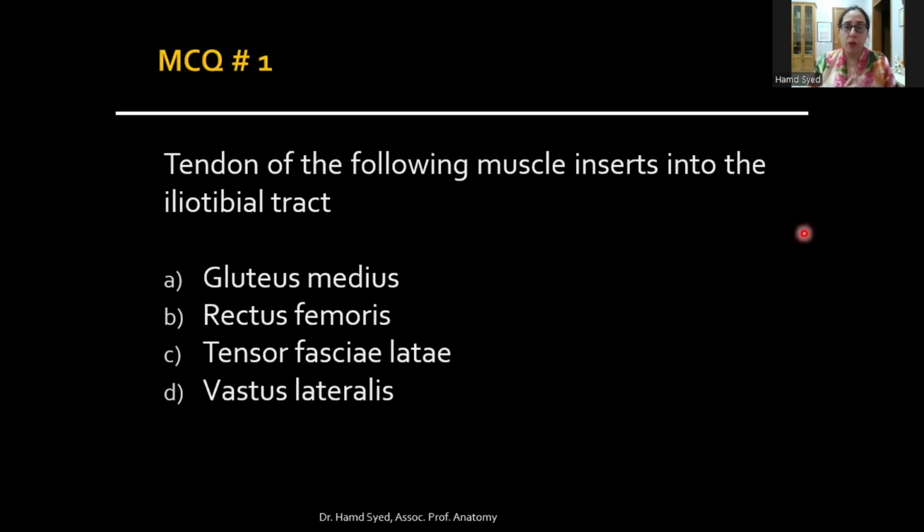Now let's just look at a few MCQs to reinforce our session of today. Which is the tendon of which following muscle inserts into the iliotibial tract? As we have discussed, it is going to be tensor fasciae latae. Option C is the correct one, as the tensor fasciae latae tendon inserts into the iliotibial tract.